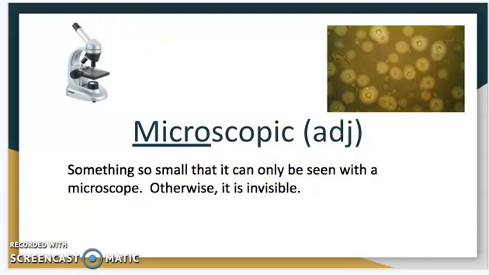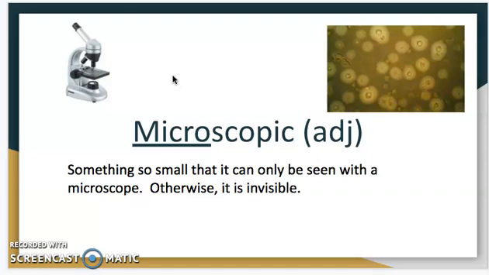It describes something. So if something is microscopic, that means it's so small that it can only be seen with a microscope. Otherwise, it looks invisible to us. Looks like it's not even there, but it's there. We just can't see it. It's so small, microscopic. A virus is microscopic. It's something that's very, very small that we can't see.